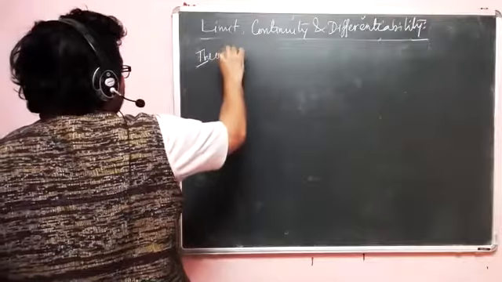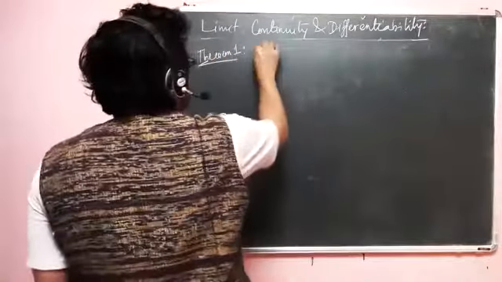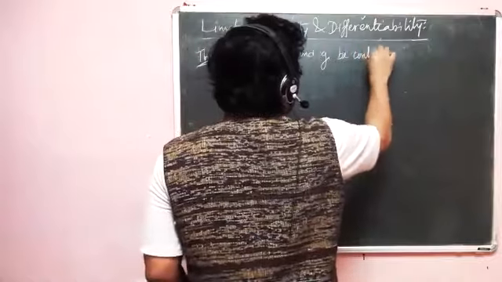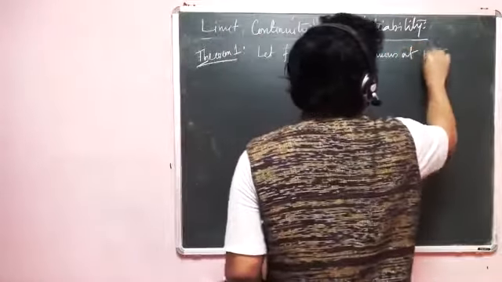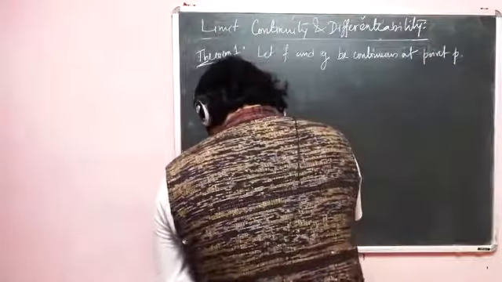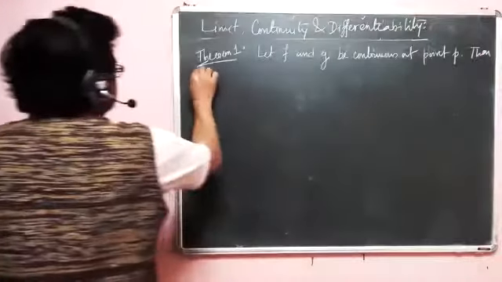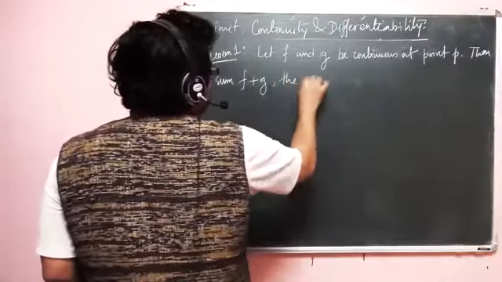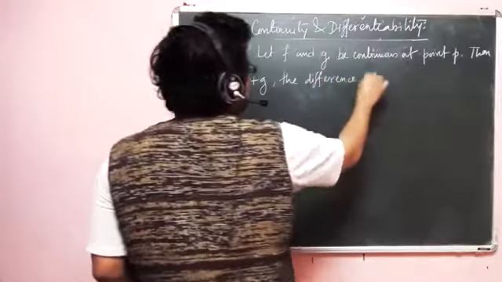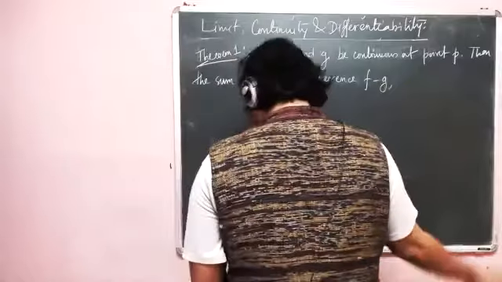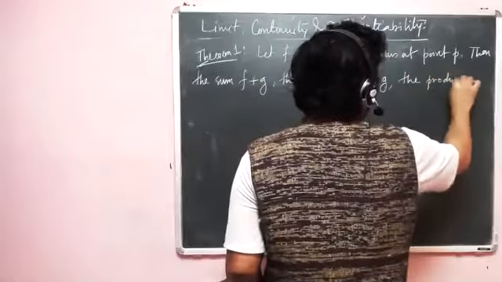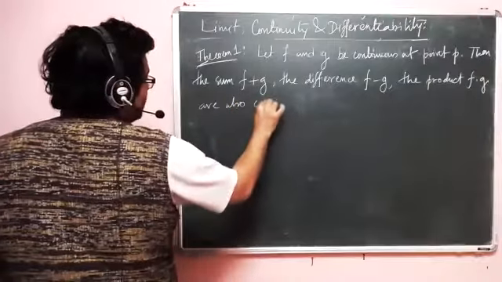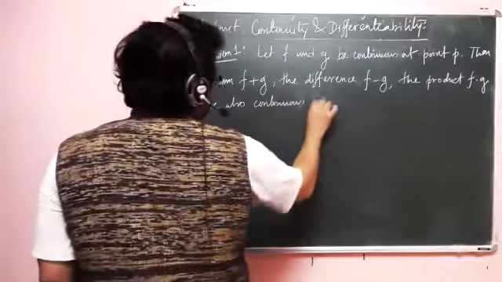Okay. So number one, this is a theorem. Let's write theorem 1. Let f and g be continuous at point P. Then the sum f plus g, the difference f minus g, the product f dot g are also continuous at P.